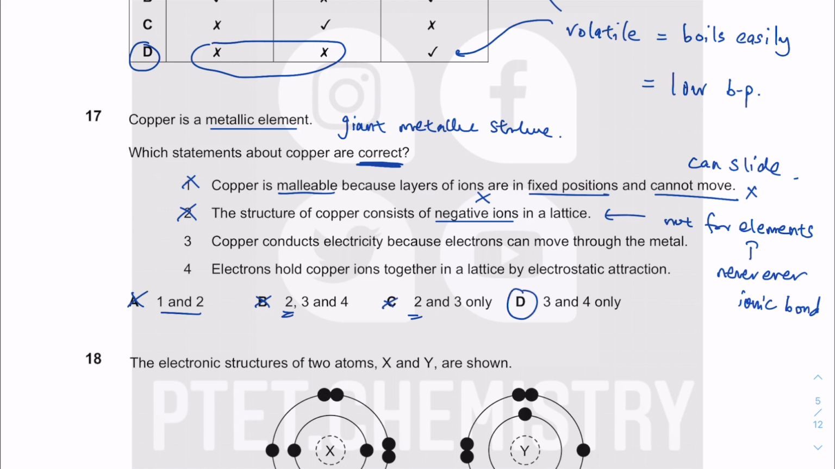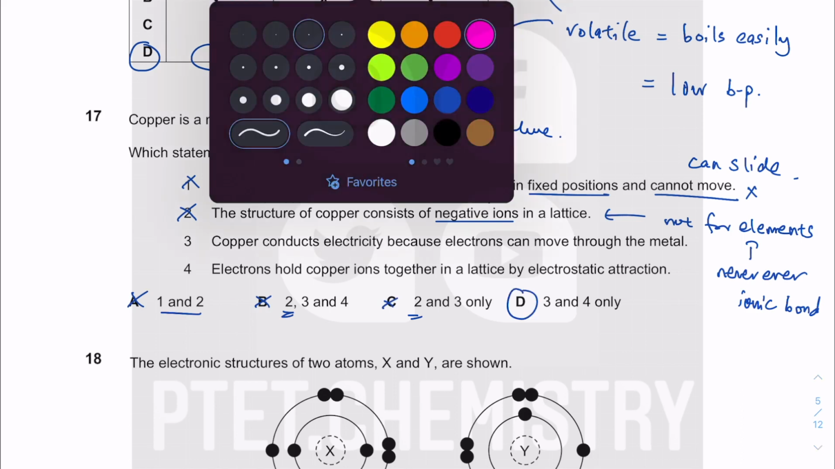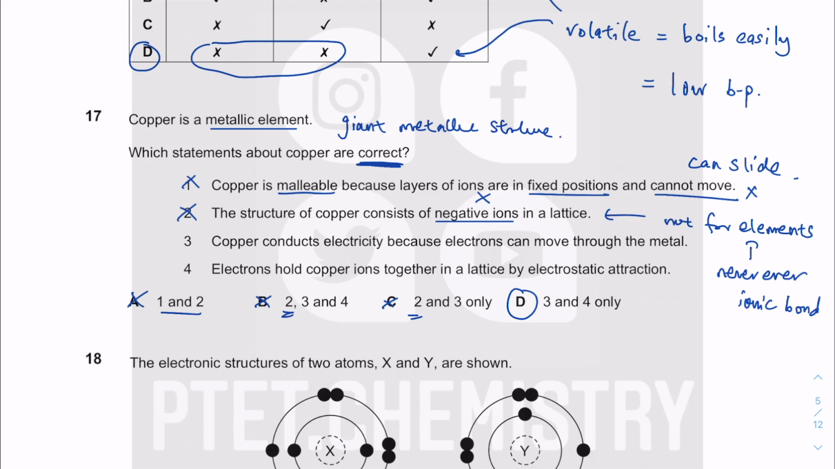There's only one answer. Well, let me just go through the answer anyway. So copper conducts electricity because electrons can move through the metal. Remember, the positive ions stay where they are, but the electrons are the ones that move. So 3 is definitely correct. Alright, so electrons hold copper ions together.